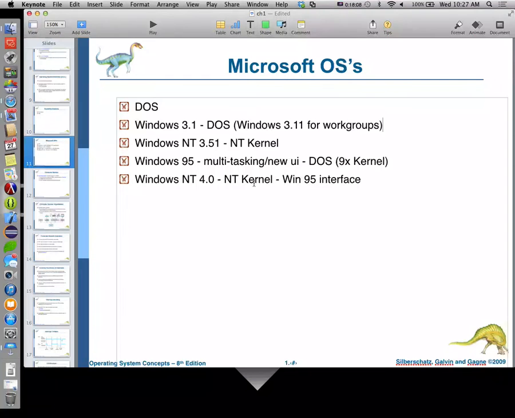Okay, so NT4 had the 95 interface with the multitasking that it kept from NT 3.51. Okay, next in the lineage.